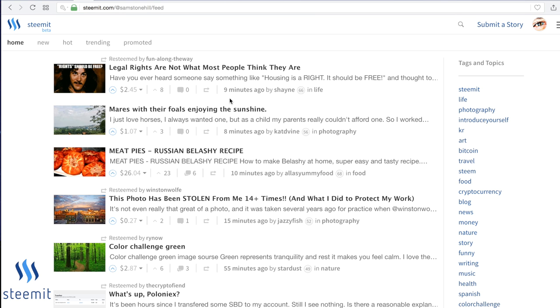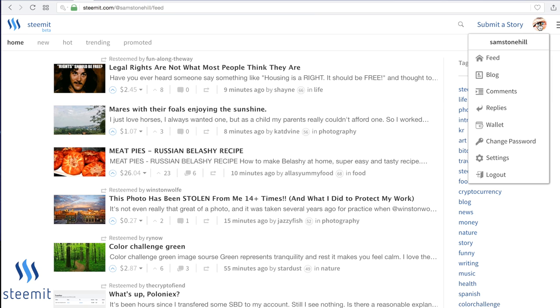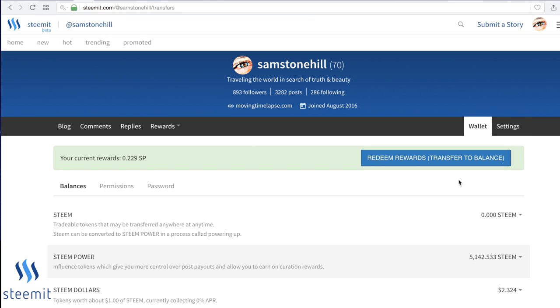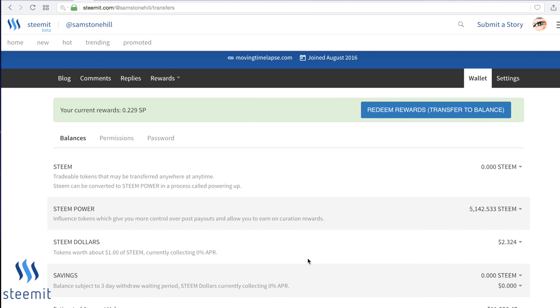So, right, let's go back to the wallet. In your wallet, you've got Steem, Steem Power, Steem Dollars. With Steem Power, you want to get as much of that in there as possible to achieve a higher reward for your votes. I've already explained, the catch is you can't take it all out at once.